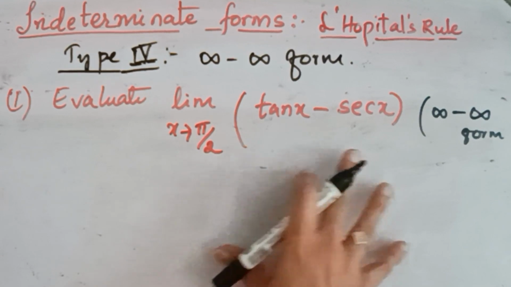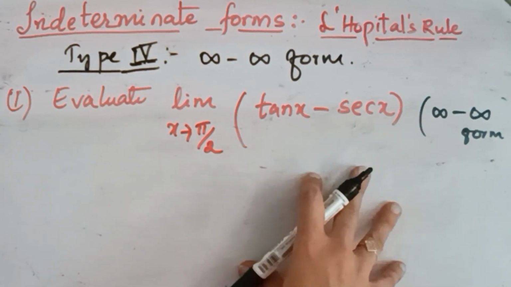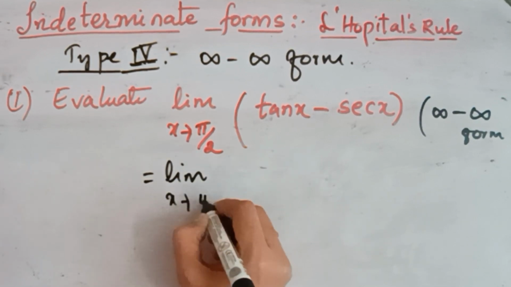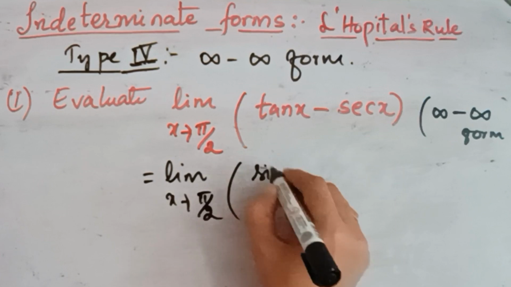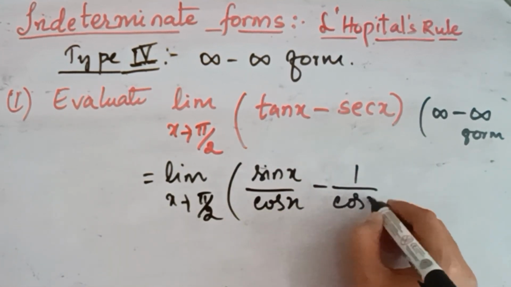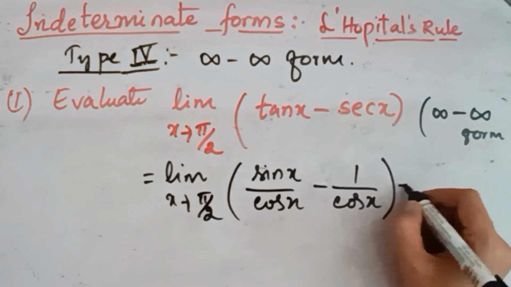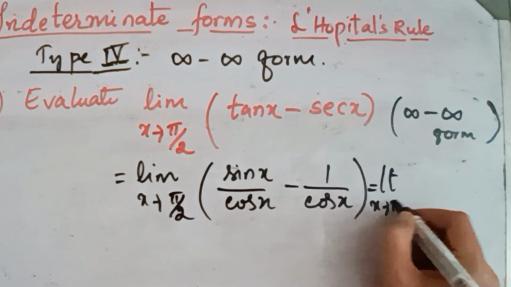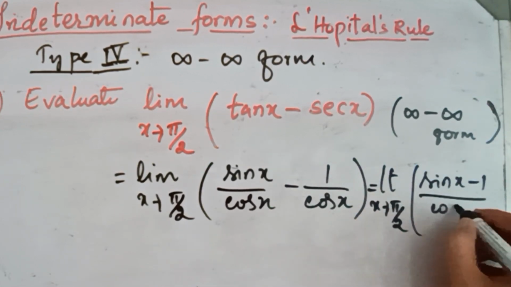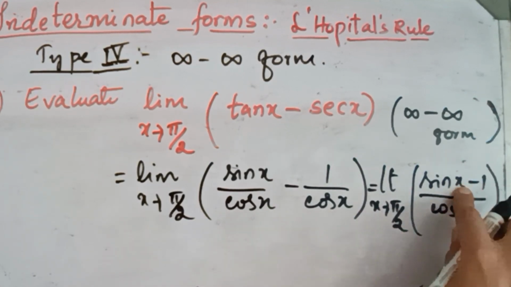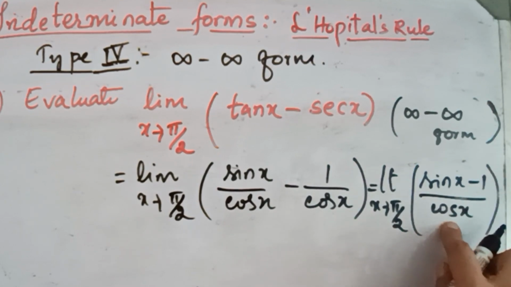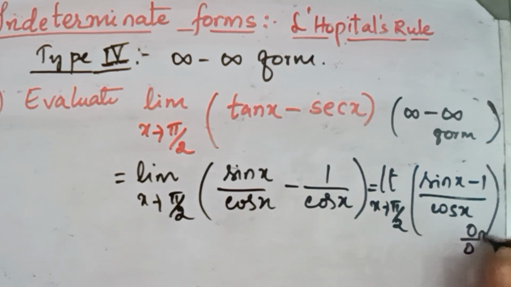Let us rewrite this to get it in either 0 by 0 form or infinity by infinity form. So limit x tends to pi by 2. I'll write tan x as sin x divided by cos x minus secant as 1 by cos x. So the denominator is same. So this can be written as limit x tends to pi by 2 of sin x minus 1 by cos x. Now when you apply the limit, sin pi by 2, sin 90 degrees is 1, minus 1 is 0, divided by cos 90 is 0. So it is now in 0 by 0 form.